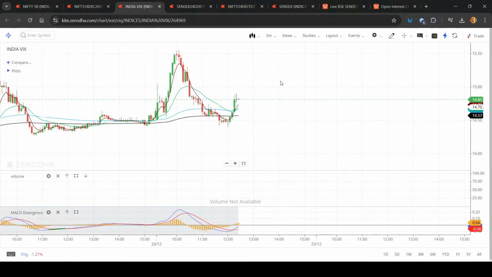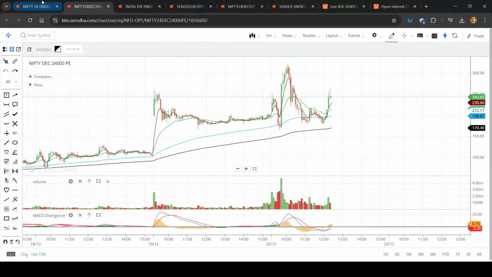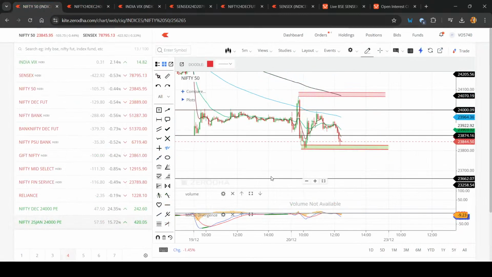So VIX is again increasing, and this is a movement after 12:30, so we can trust this move a little bit. But if at all we have to enter any short side now, we'll wait for a pullback like this. We'll enter at this point, or we'll enter at the breakdown of this.